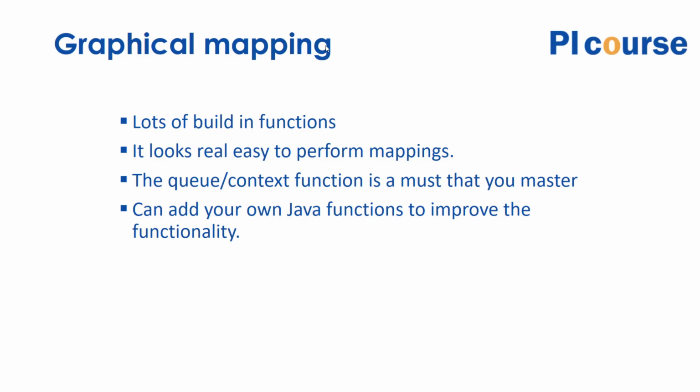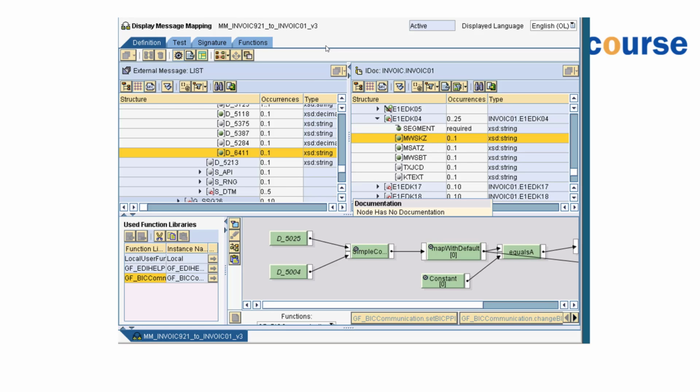That's one of the key things that you must be able to master, because if you're creating more complex mappings, it becomes rather complex to understand what these queues and context mean. And then you can create your own functions in this. If you want something specific that's not provided with the standard, then these are ways to make it easier to run the PO system. So here we have an example of a mapping.